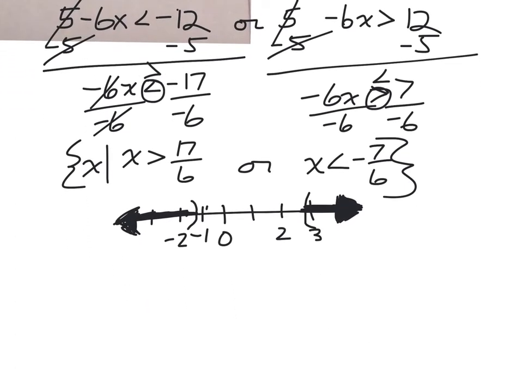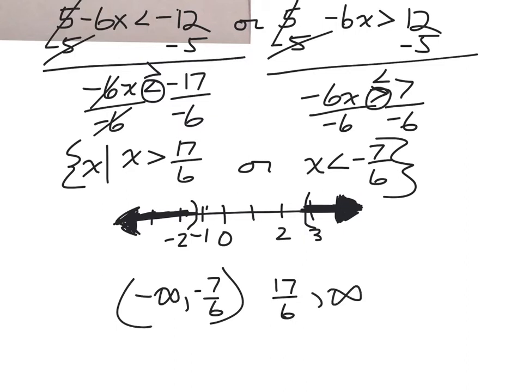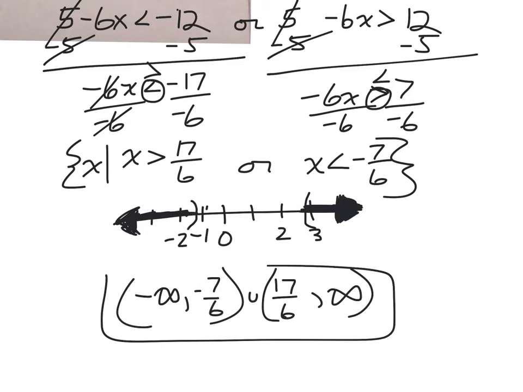And so we have two intervals as part of our solution here. So here's where we're going to need the union sign. For the part on the left, we'll have negative infinity going to negative 7/6. For the part on the right, we'll have 17/6 going to infinity. And to include both of those intervals in our answer, we'll slip the union sign in between, and there we have it.